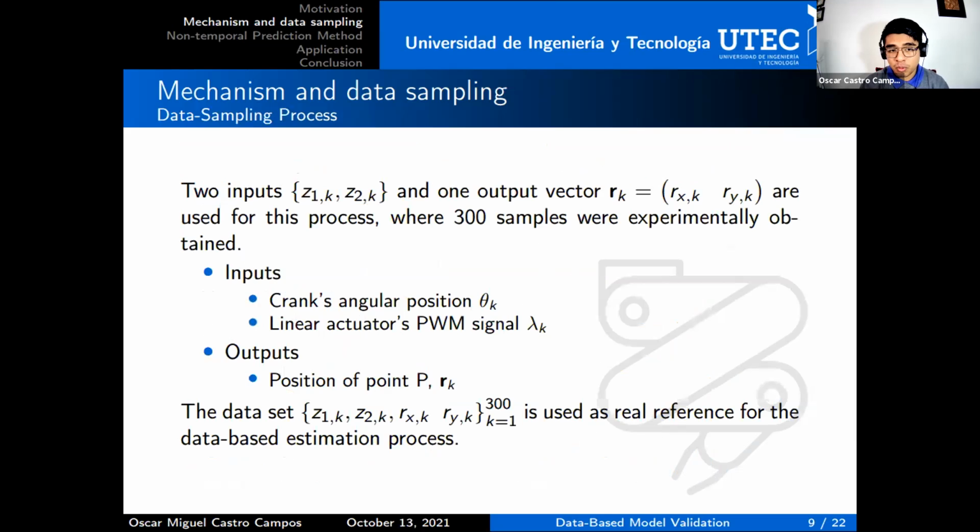So, the data sampling process. We have two inputs, C1K and C2K, and one output vector, RK, that are used for this process, where 300 samples were experimentally obtained. The inputs are: C1K, the crank angular position, and C2K, the linear actuator's PWM signal. And the position of the point P, RK, is the output vector.